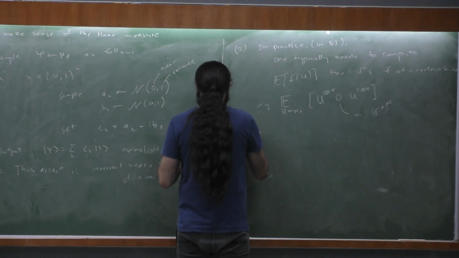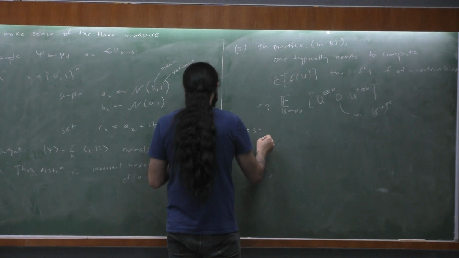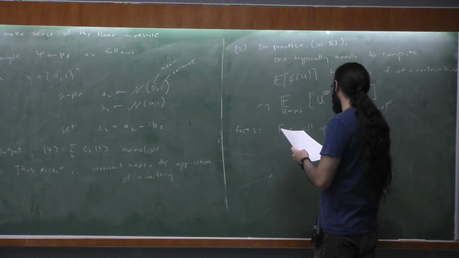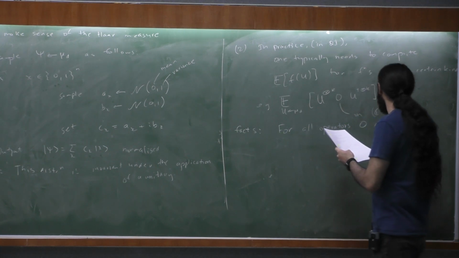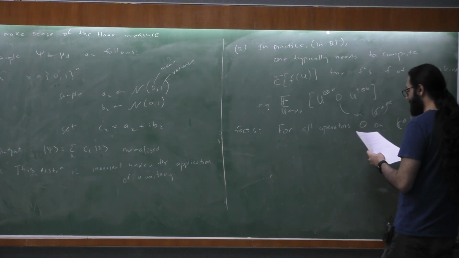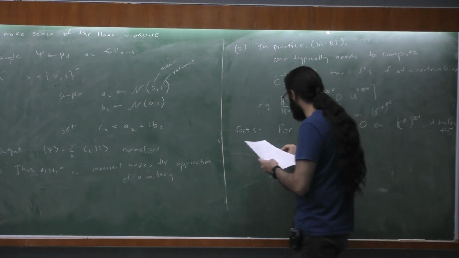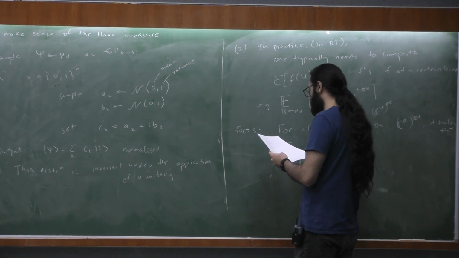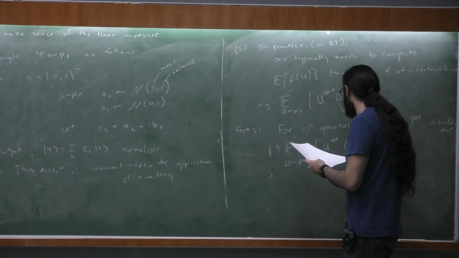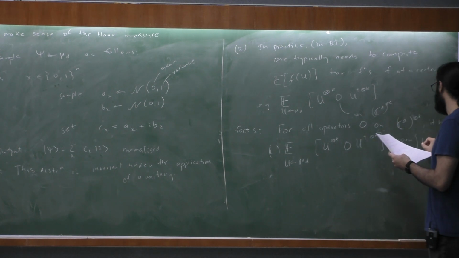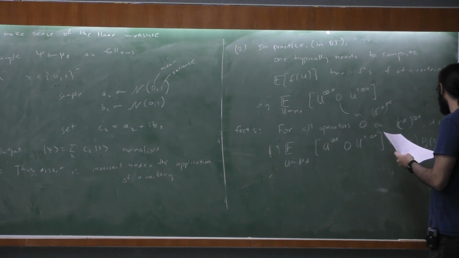And so there are two useful facts. For all operators O on C^d tensor k, it holds that, number 1, the expectation over U from the Haar measure of U tensor k O U dagger tensor k is in the span of P_d(pi), where pi is in the symmetric group S_k.